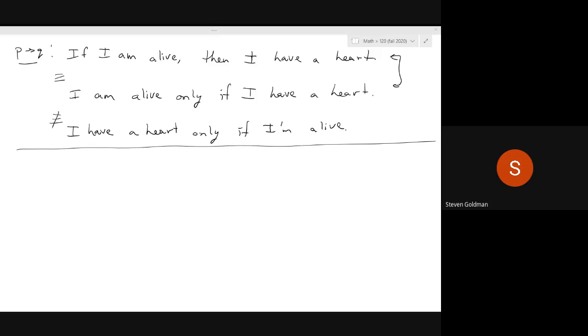Should you stick to this example? If this example helps you remember, yeah, you can always come back to this example with P and Q being the person being alive and having a heart. This example works. If you want to come up with something else that works better for you, that's fine as well. Sometimes in different cases, different examples might help you better.